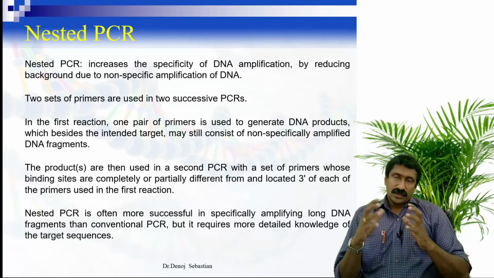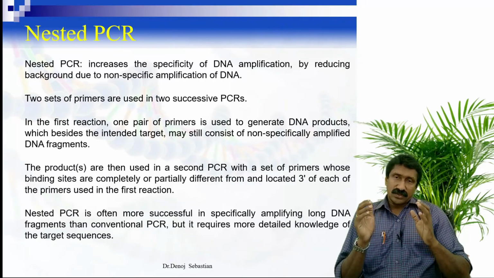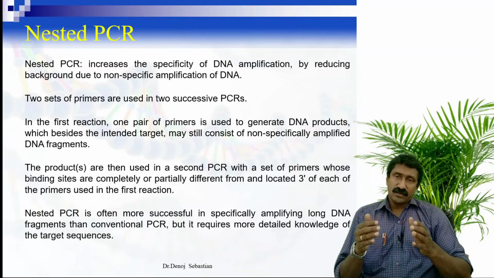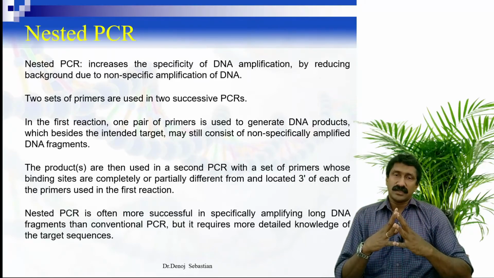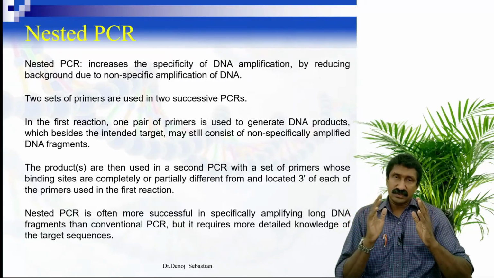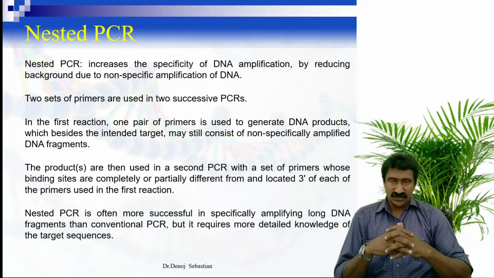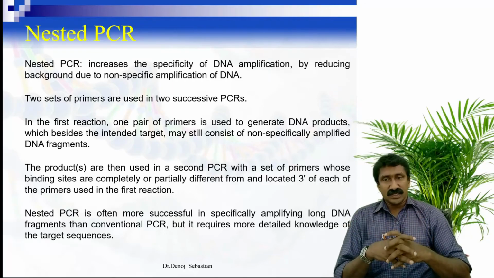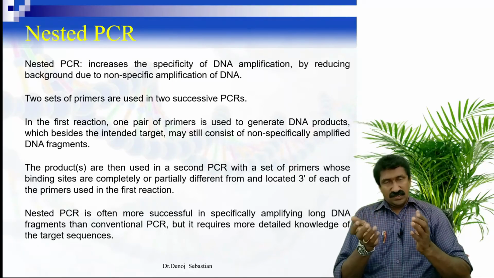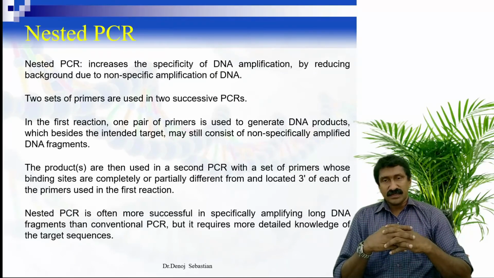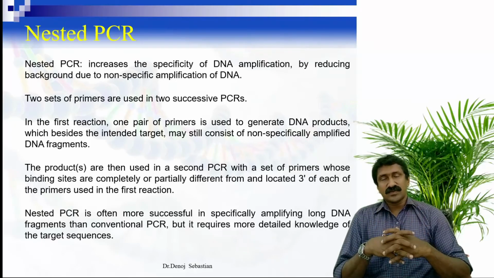The products are then used in a second PCR with a set of primers whose binding sites are completely or partially different from, and located 3' of, each of the primers used in the first reaction. Nested PCR is often more successful in specifically amplifying long DNA fragments than conventional PCR, but it requires more detailed knowledge of the target sequence.